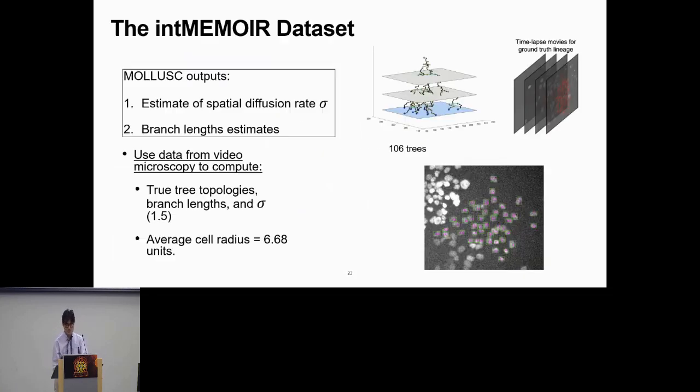Now I'll briefly go over a few results. To go back to our data set, we're interested in two metrics: the spatial diffusion rate sigma, as well as branch length estimates. We can use data from video microscopy once again to compute true tree topologies, branch lengths, as well as an estimate of a true sigma value. Furthermore, we assume that the average cell radius is given and pre-known, and we compute this from the video frames to be around 6.868 normalized pixel units.